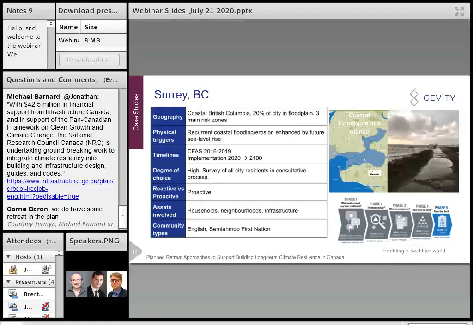Surrey, if you look at the census data, is primarily English-speaking, but Surrey as a geographic whole, and for this CFAS study, also included the Semiahmoo First Nation. So it was at least a more complex community than might have appeared.